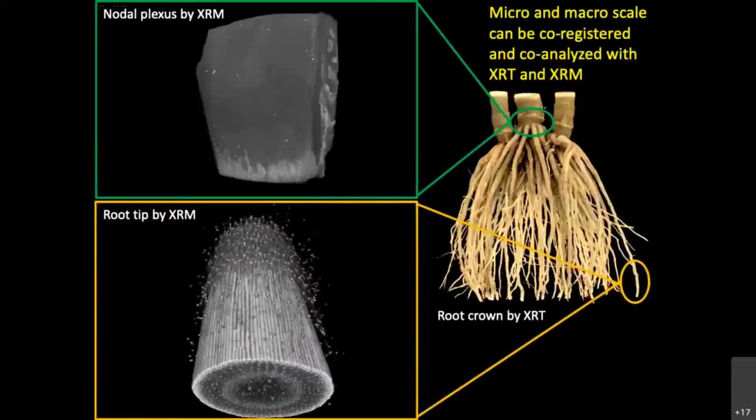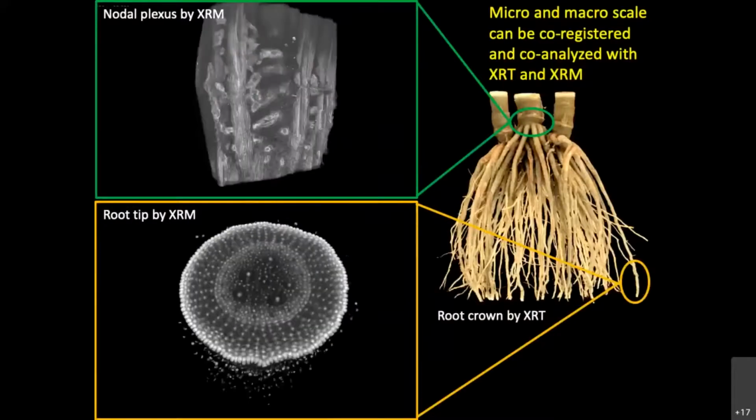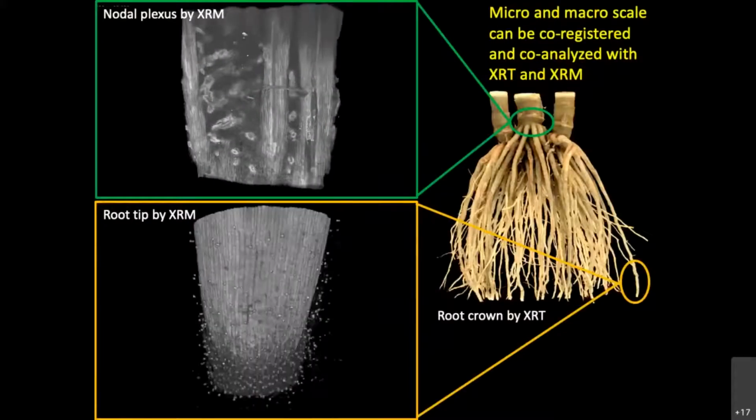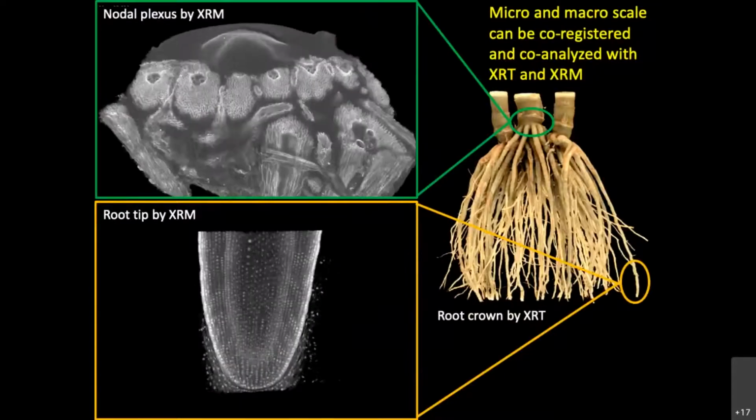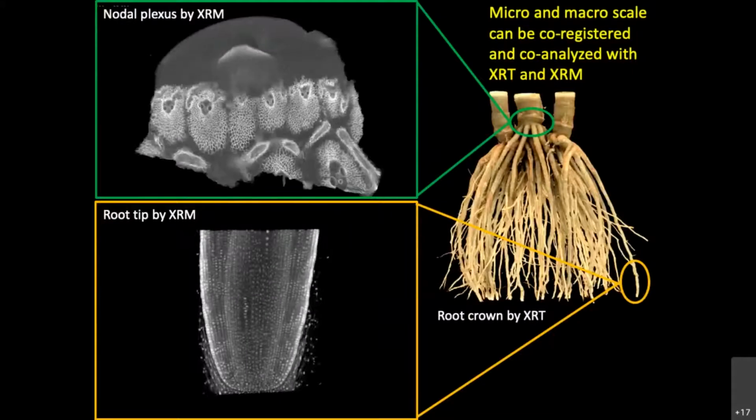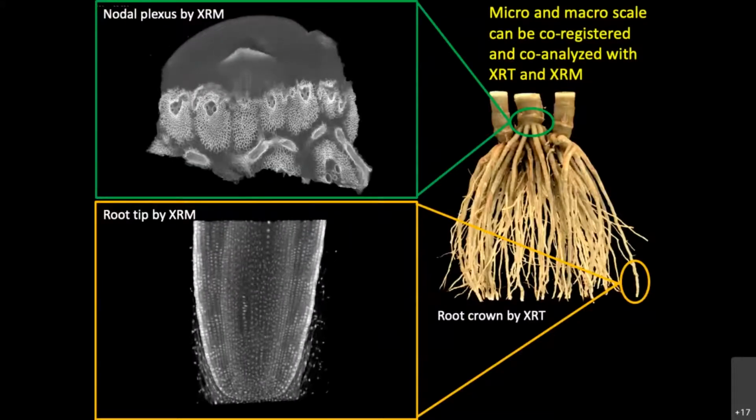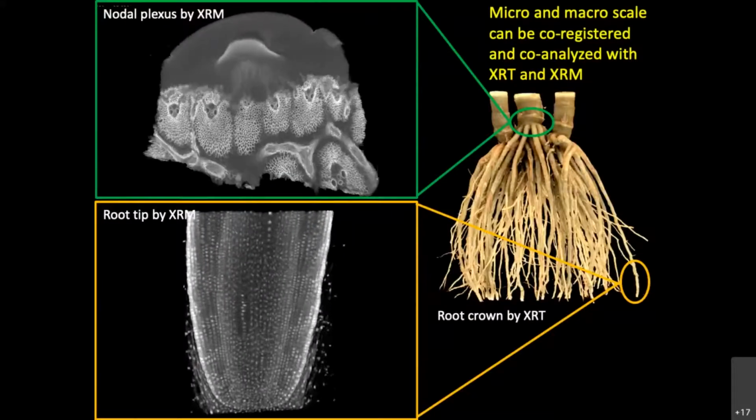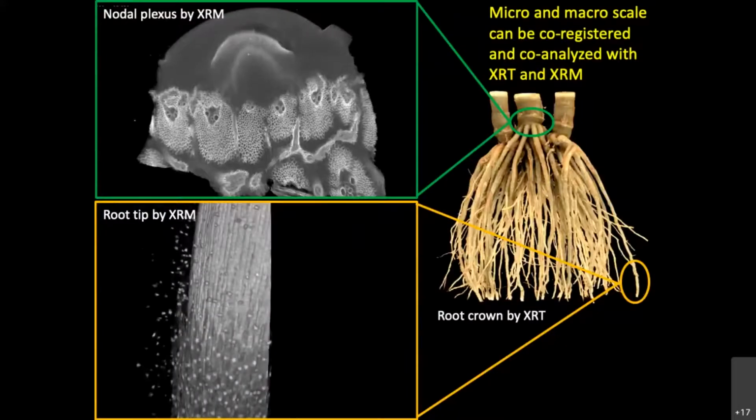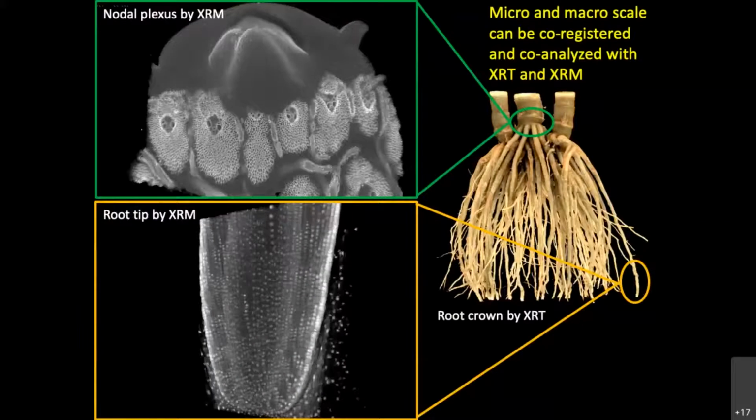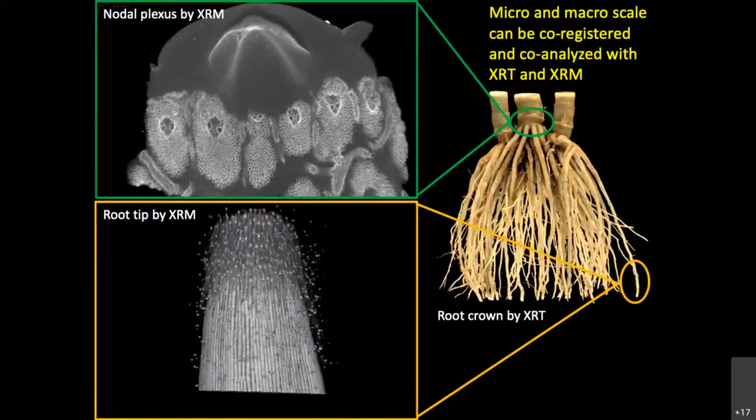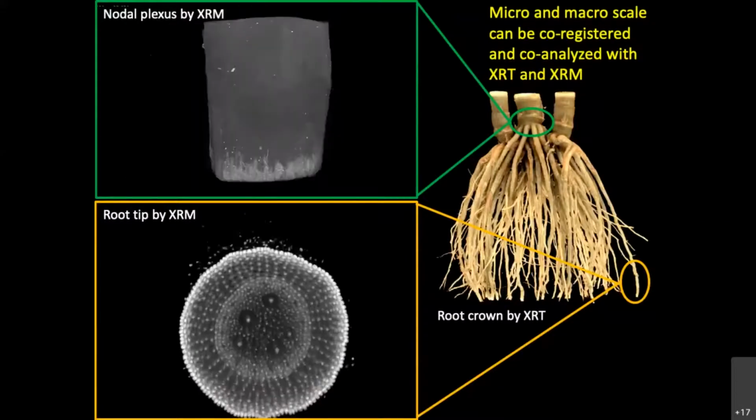Then with the X-ray microscope, we can take, for example, a root crown, and we can zoom in. Here we're looking at the nodal root plexus, where these roots emerge. Here we're looking at a root tip. All these little spots you see are nuclei. So we can literally count the cells in an entire root tip and understand how variation at that level is connected to variation at the architectural level. And similarly with development of these nodal roots.